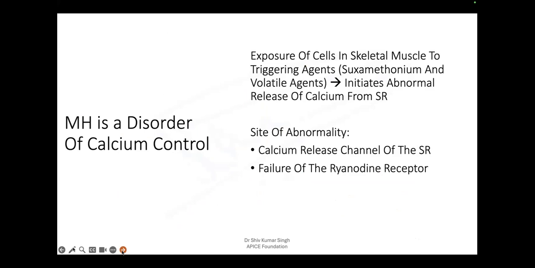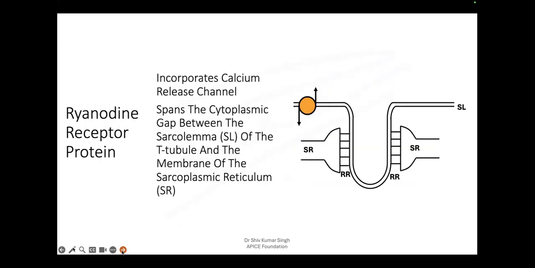Okay, so in MH susceptible individuals, when the skeletal muscles are exposed to a triggering agent, that is succinylcholine or any volatile anesthetic agent, this initiates the abnormal release of calcium from the sarcoplasmic reticulum. This is a failure of ryanodine receptors. They will just keep releasing calcium and they don't take it back, and that's what causes all the problem.